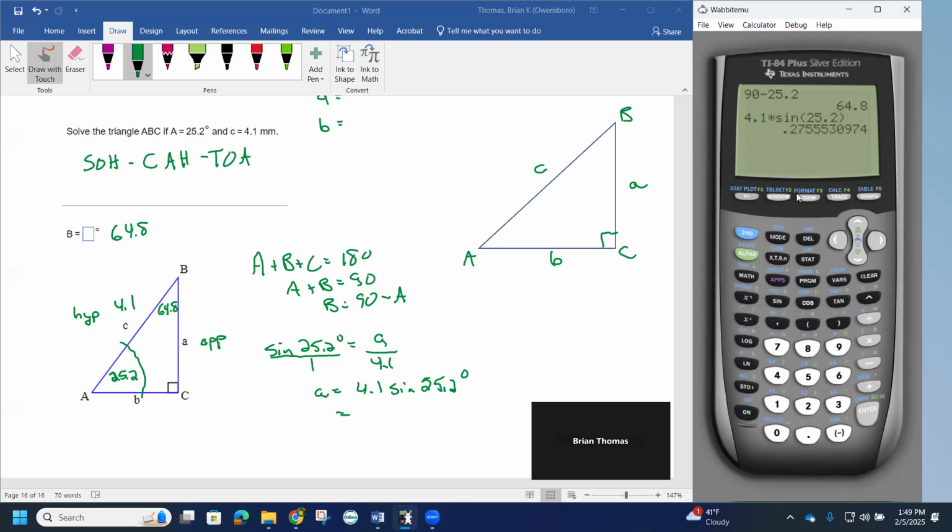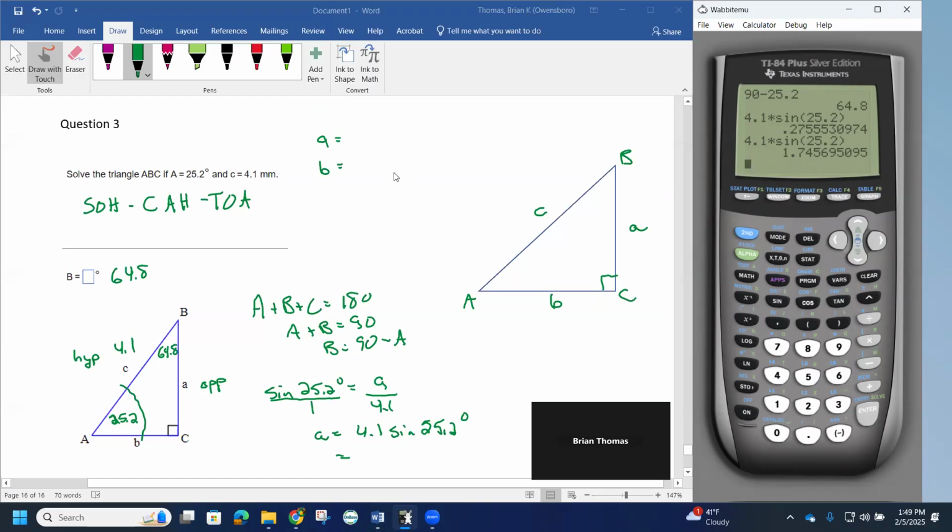But one thing I need to double check is make sure the mode of my calculator was in degrees. Notice that my mode was not in degrees, so I need to change it back to degrees. So if I quit that, come up here and highlight this, bring it down, hit it again, notice that I do get a different answer, because it was in the wrong mode. So make sure you're in degree mode here, and that would kick out this 1.7, and we're going to round to the thousandths place. So that's going to be 1.746 millimeters.